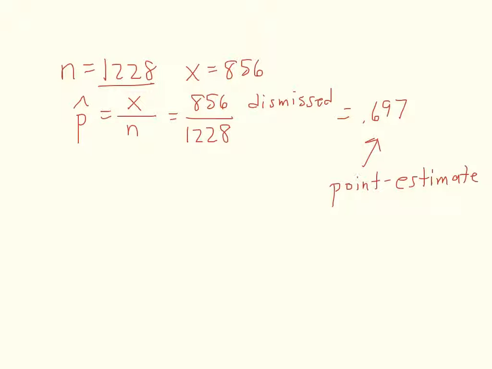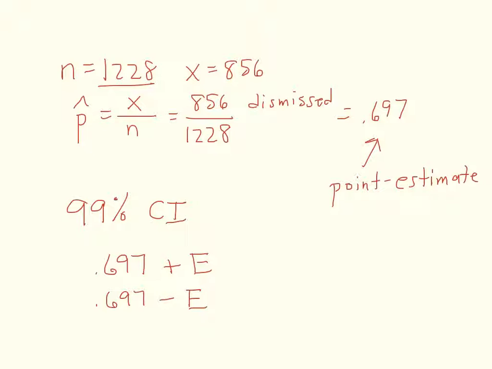The second part of the problem says to construct a 99% confidence interval estimate of the proportion of malpractice lawsuits that are dropped or dismissed. So we're going to take our point estimate of 0.697, and we are going to then find our margin of error. That's what we'll do in our calculator. So we'll find our margin of error, and we'll add it to 0.697, and we'll subtract it from 0.697.